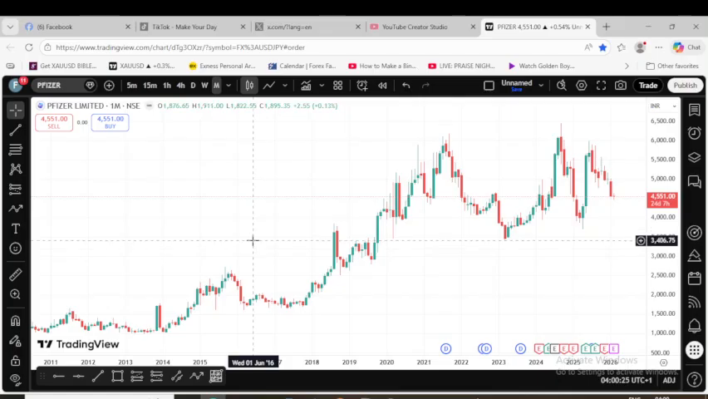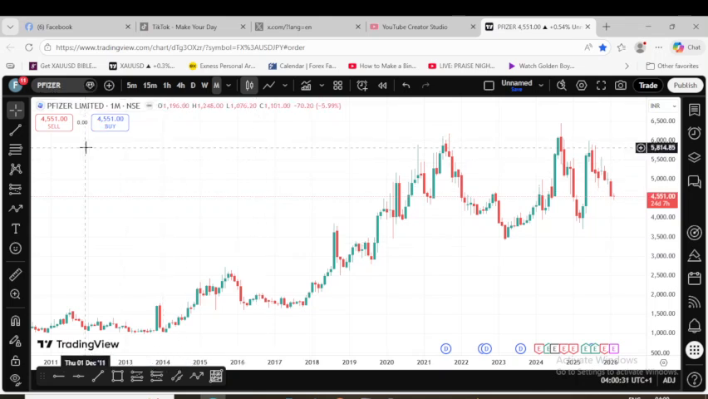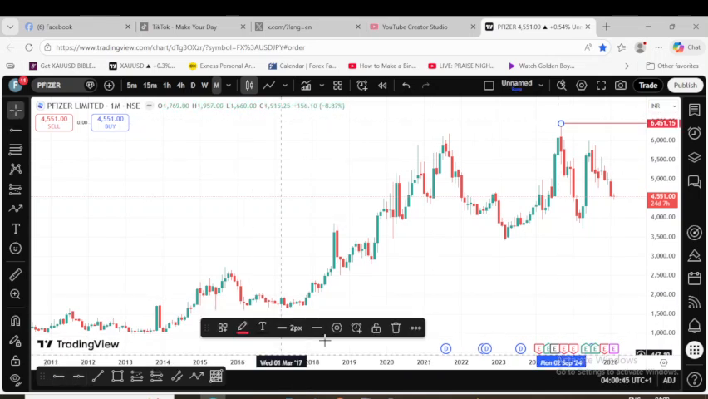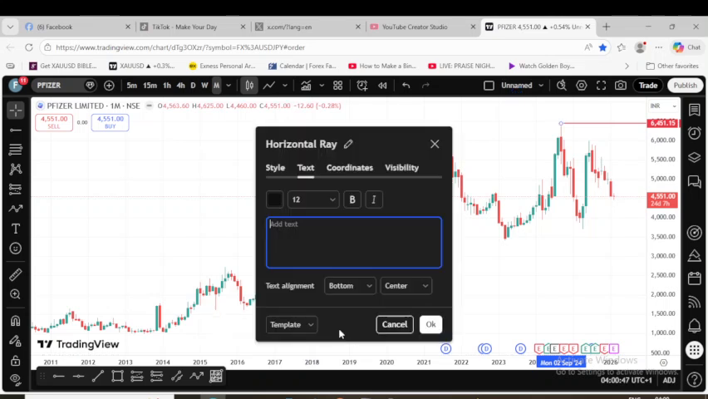Good morning, everyone. Today we're going to be doing top to bottom analysis on Pfizer. I presume it's pronounced Pfizer. So today we're going to be doing top to bottom analysis on Pfizer stocks, starting from the 1 month time frame. Let's identify our all-time high. So this is the highest point that price has gotten to overall, making it our all-time high.